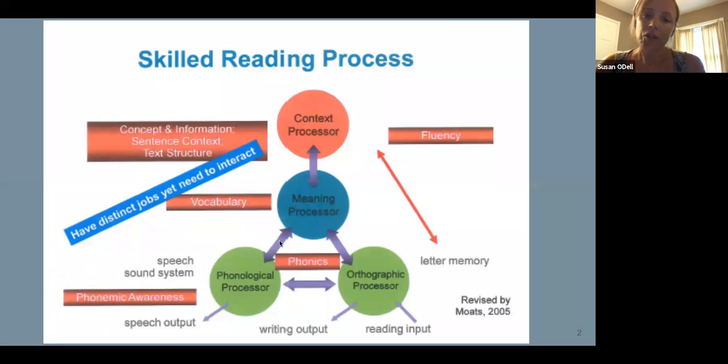The bidirectional arrows are also important. Although all of our processors have separate jobs to be able to read words, they also must interact and depend on one another.